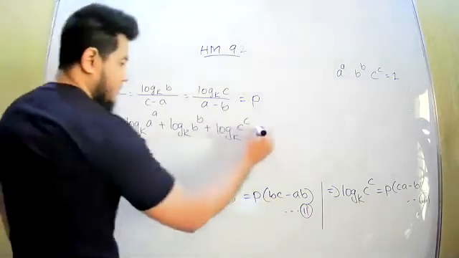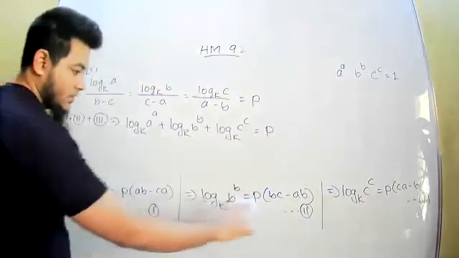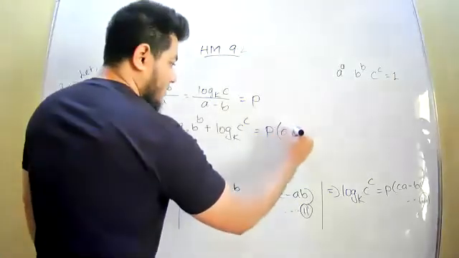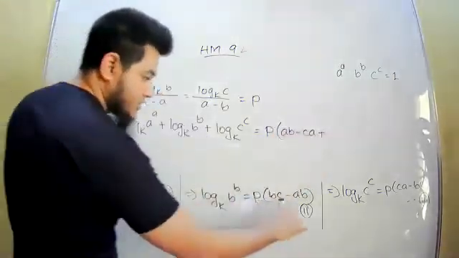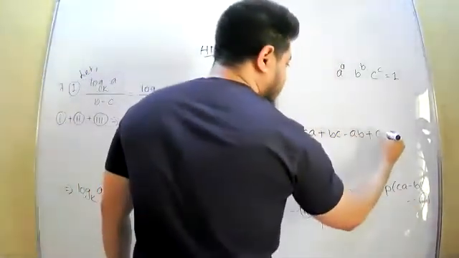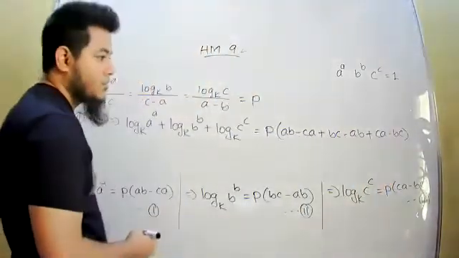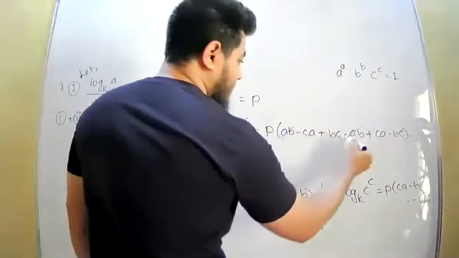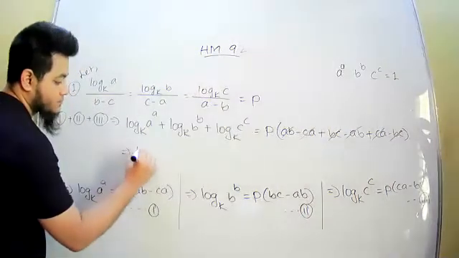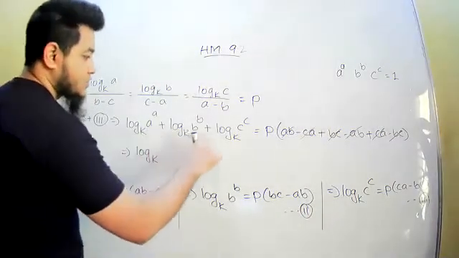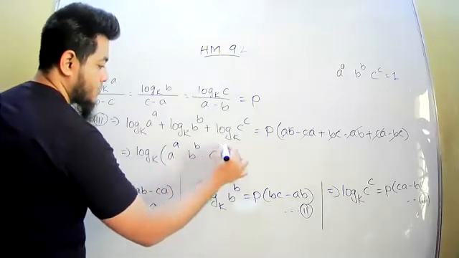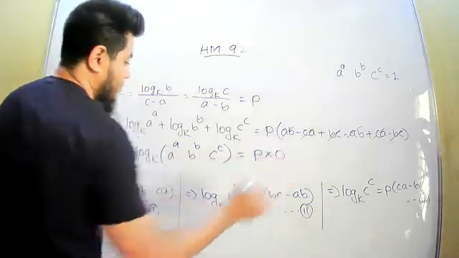If we added them, now this one will be equal to p, and p is common in everything. So if I take p common, then I can write ab minus ca plus bc minus ab plus ca minus bc. From here we can see that everything is getting cancelled: ab minus ab plus bc minus bc plus ca minus ca, everything is cancelled. Since there is a plus between them, it can be written as multiplication: a to the power a into b to the power b into c to the power c is equal to p into 0.